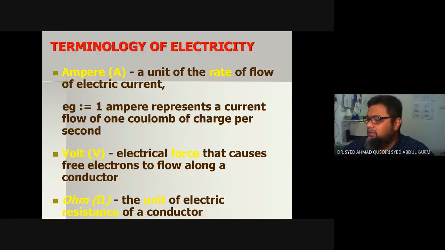Then we have the volts, the electrical force that causes free electrons to flow along a conductor, and ohm is the resistance of that conductor. Normally for a conductor, the lower the resistance, the better it is. So that is why in cables and wires, the inside of the cables, they use copper, because copper has the lowest electrical resistance compared to any other metals.